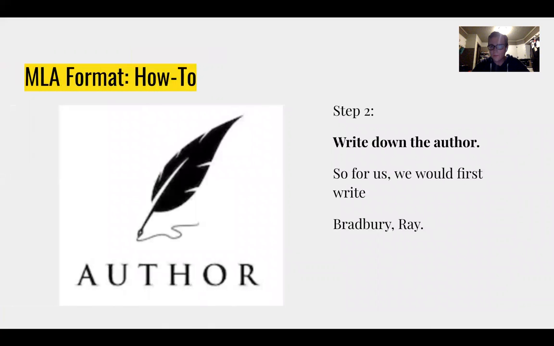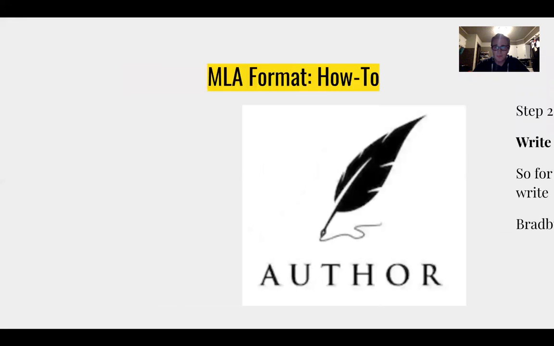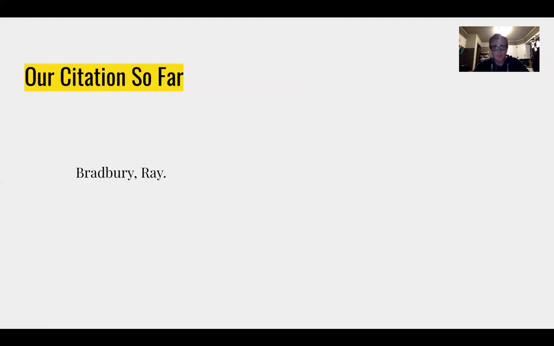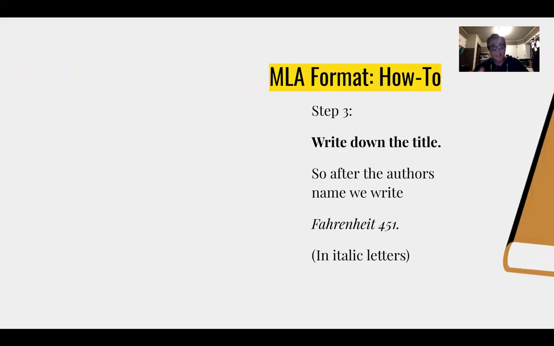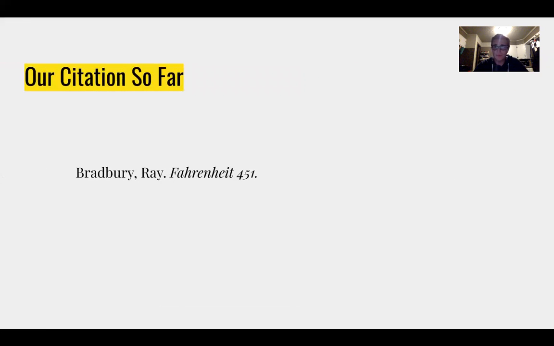So once we've chosen a source, we're going to write down the author of that source. So Bradbury, comma, Ray. Should look something like this. And it's not much, but we're getting there. We're building it. So next we're going to add the title. So in this case, it's Fahrenheit 451. We're going to italicize the title and put it after the author's name. So here's what we got.